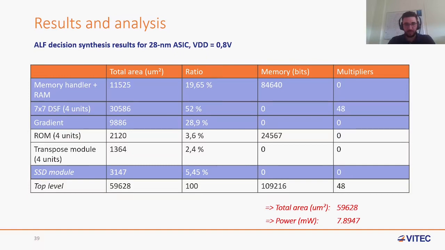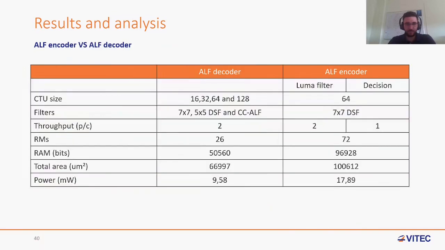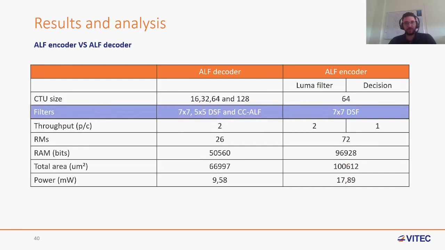Now, in order to further evaluate the adaptive loop filter, here we compare the results we got for the ALF for the encoder context and for the decoder context. First of all, as we can see from the table, the ALF decoder actually supports all filters, 7x7, 5x5, and CCLF, while the encoder one supports only the Luma filter. In terms of CTU sizes, we notice that the ALF decoder supports up to 128 by 128 CTUs, while the encoder one supports only CTUs of size 64 by 64.